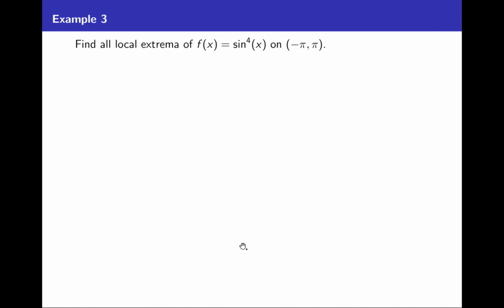New example. Let's find all the local extrema of the function f of x equals sine to the fourth x on the interval from minus pi to pi. Now, just to put in your back pocket, I want to emphasize that f of x equals sine to the fourth x is really f of x equals the function sine of x raised to the power of 4. I'm writing it that way because in a moment we've got to take its derivative, and it's helpful to remember that that's like a function raised to the power of 4. So you're going to have to use the generalized power rule to find that derivative.